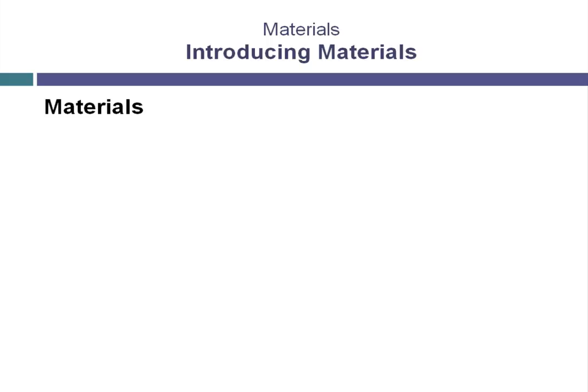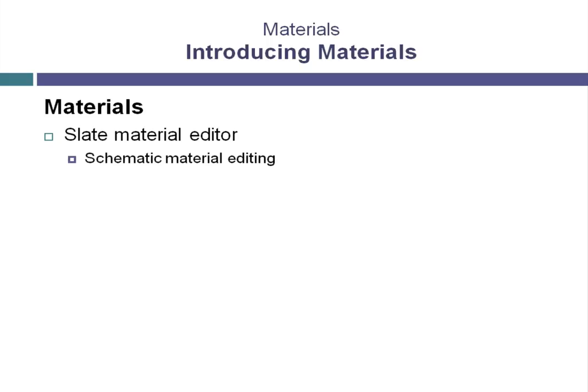We're going to first take a look at the Slate material editor that's available for creating materials in 3ds Max. This is a new editor and has been added into 3ds Max 2011. This is a visual material editor that provides a way of working with materials in a schematic editing mode. In the Slate material editor, you create materials by wiring together maps and shaders that graphically display the structure of your materials while you create it.